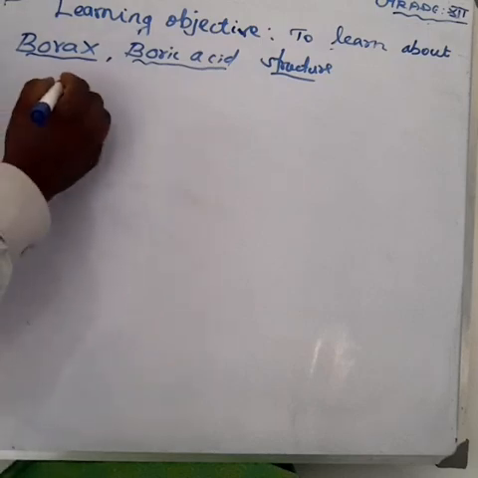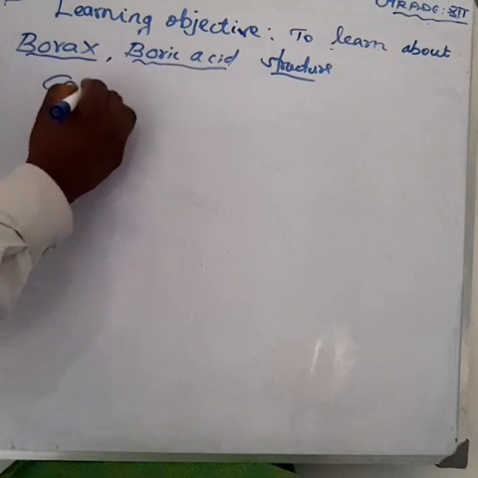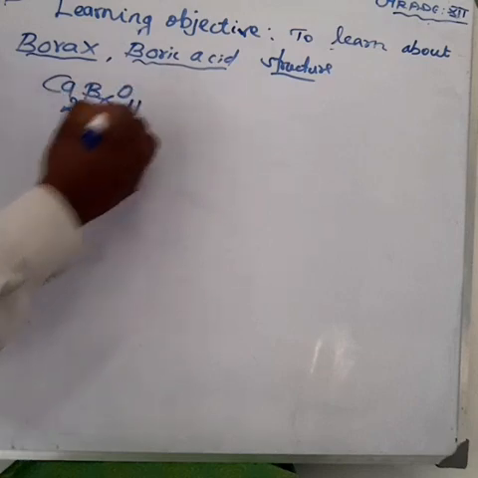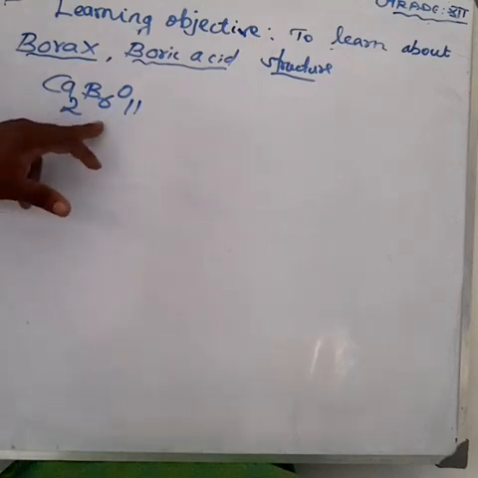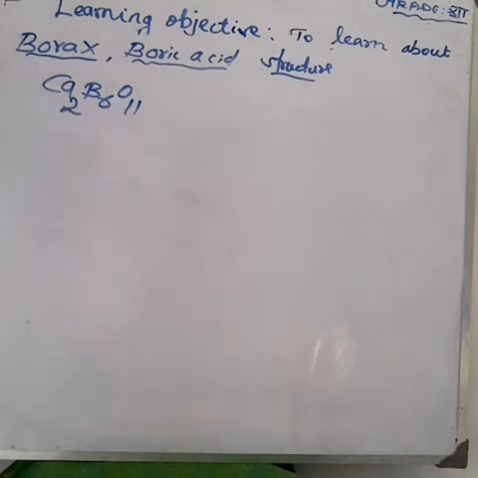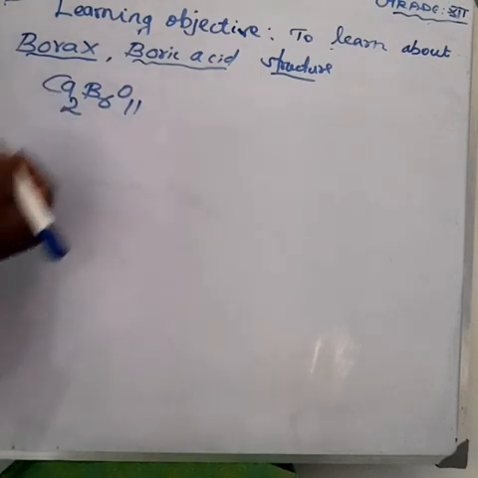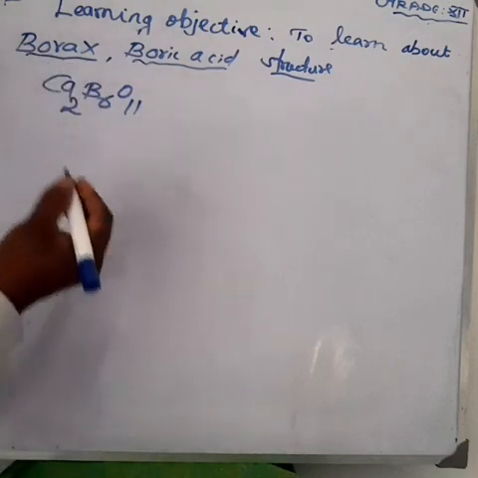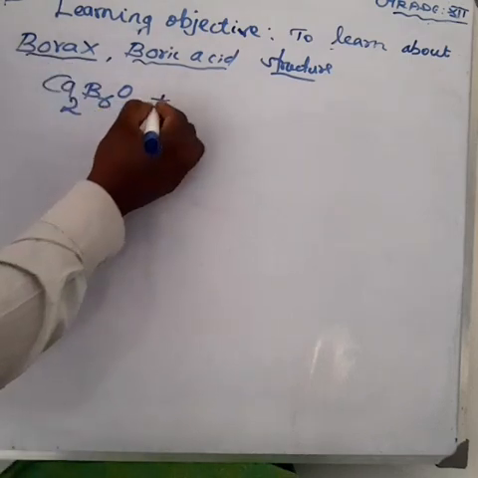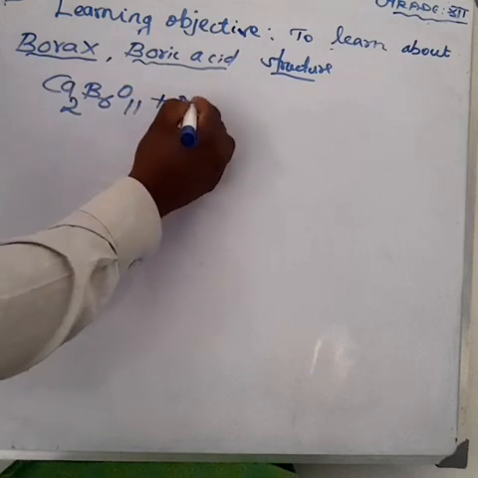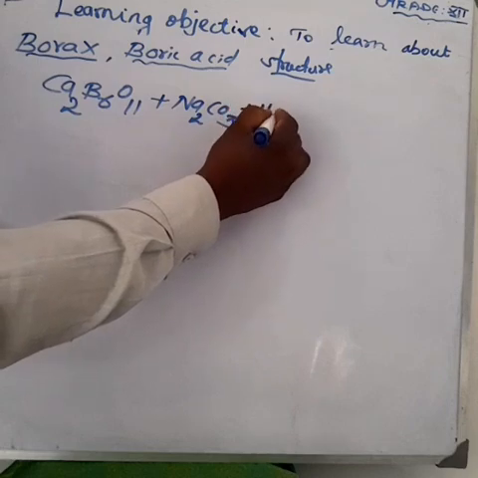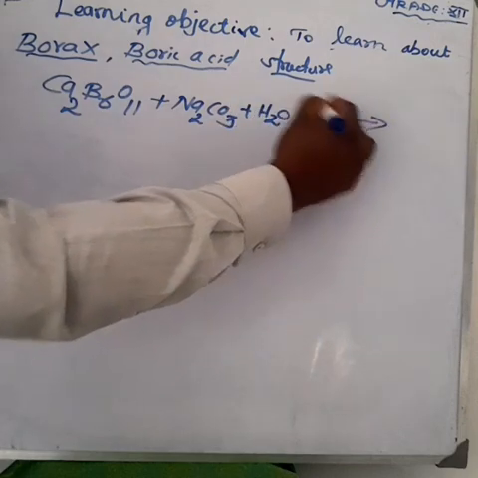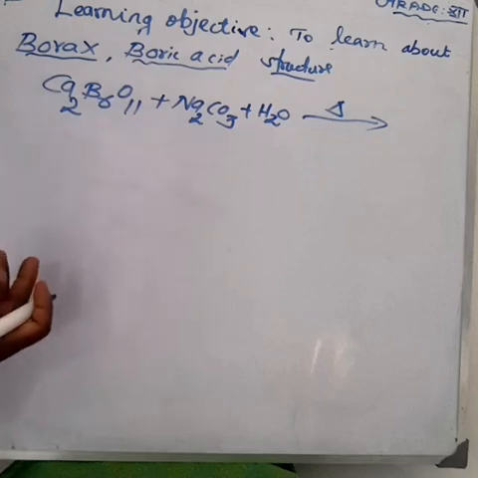Colemanite ore formula is Ca2B6O11. What is the formula? Ca2B6O11. This colemanite ore is boiled with sodium carbonate solution. What is the formula for sodium carbonate? Na2CO3. And also we are taking water. We are boiling, that means heating. We get borax, the sodium salt of tetraboric acid.